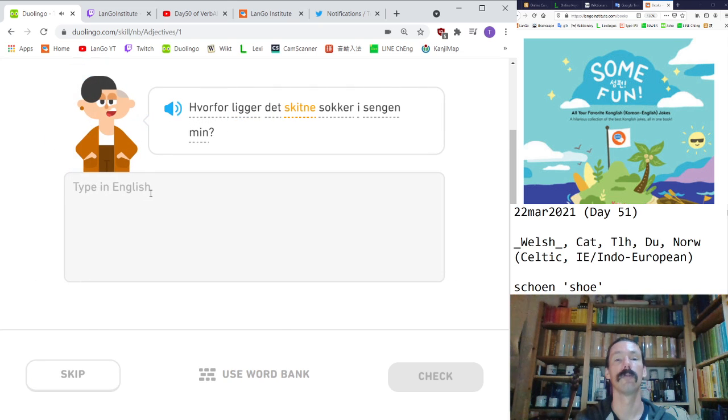Hvorfor ligger det skitne sokker i sengen min? Skitne. Okay, i sengen min is a phrase. In bed of mine. There. Okay, why are there dirty socks lying there? You don't really have to translate the line. Why are there dirty socks in my bed?